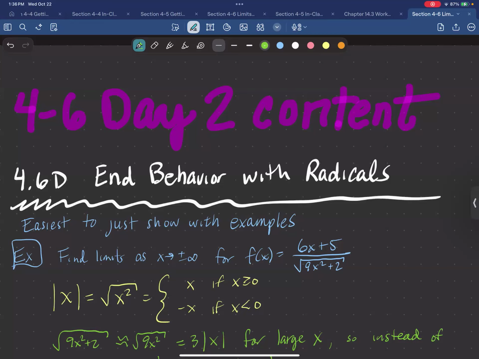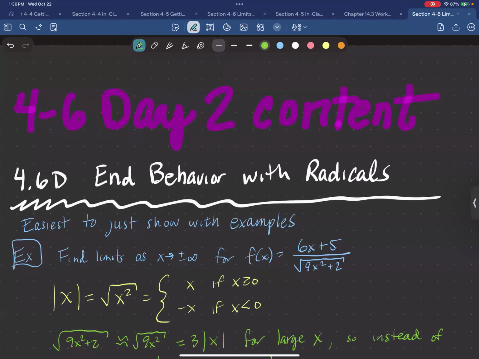And I'm putting down the definition of the absolute value of x. Again, this is really important because we're going to use all parts of this. The absolute value of x is the square root of x squared, or it's x if x is greater than or equal to 0, and negative x if x is less than 0.